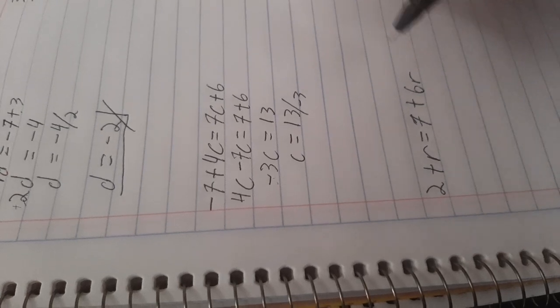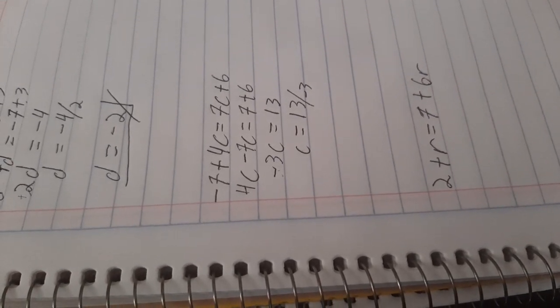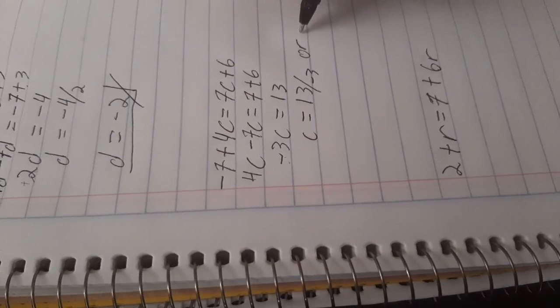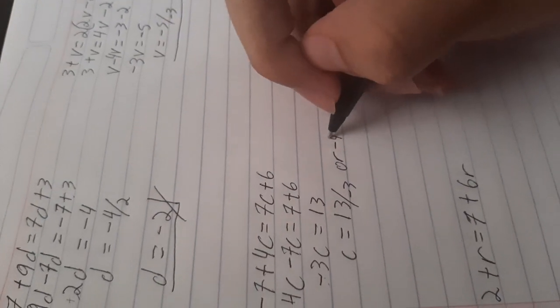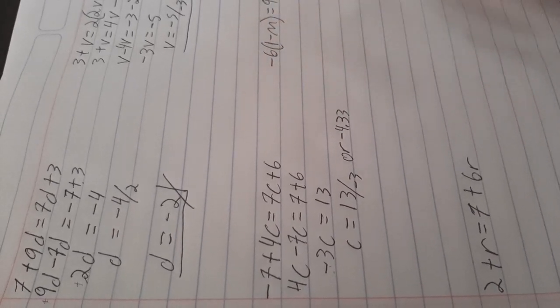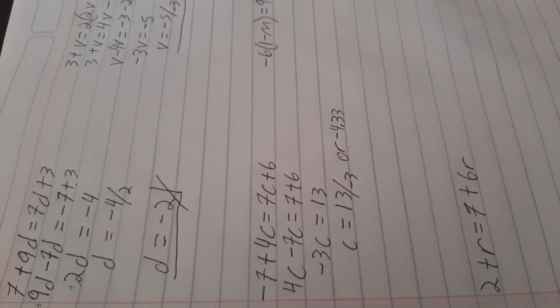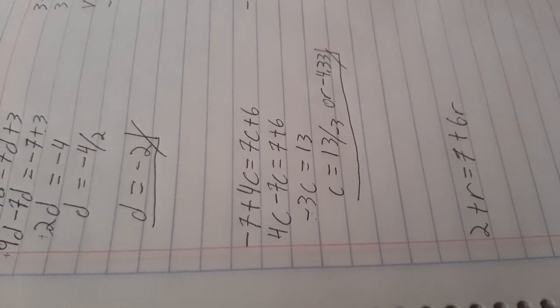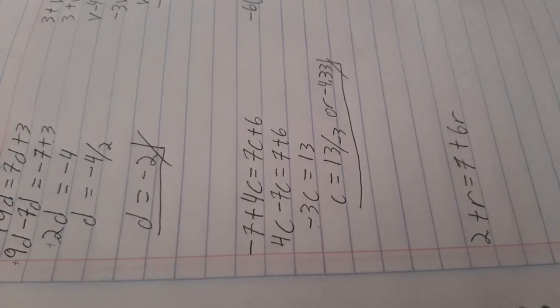That could be the result, or the result could be minus 4.33. That's it, and those two results could be the correct result.